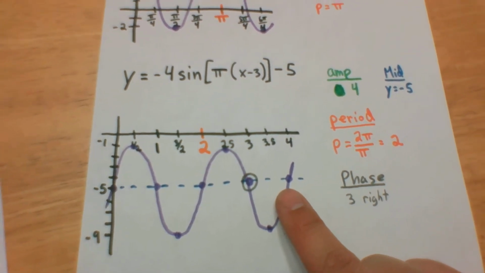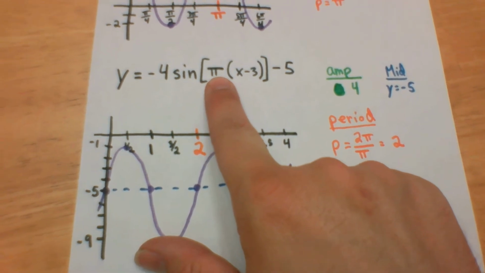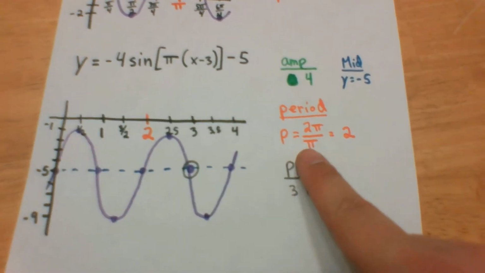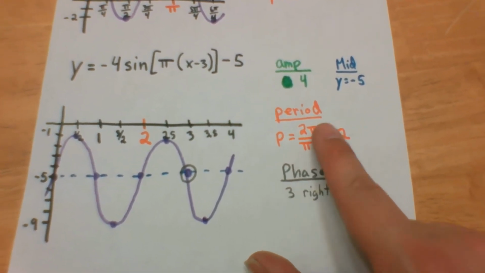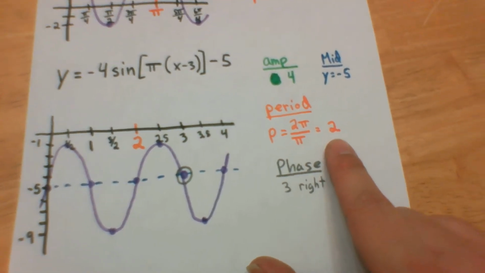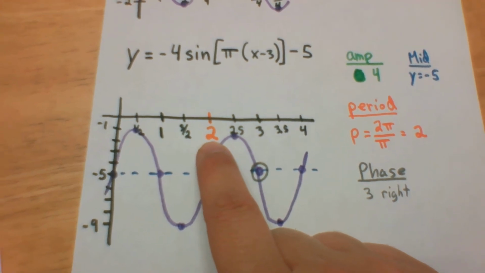Now our period. So we take the b value, pi. Again, that's not the period. It's going to help us find the period. We plug it into our formula. So our period is 2 pi over pi. Pi's cancel out. Our period is 2. So that's the first number I put on the x-axis.